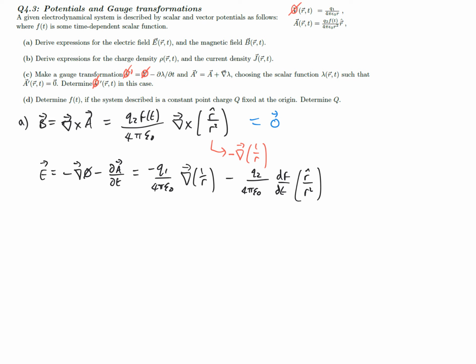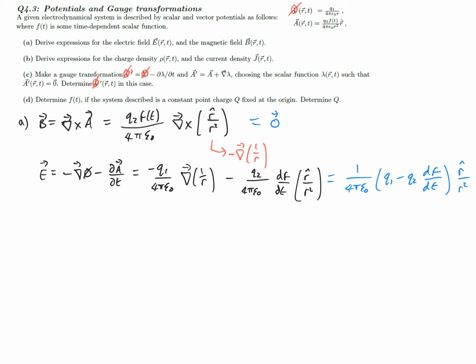So let's just go ahead and compute those things. In particular, notice that we have the gradient of 1 over r, and we just discussed this. The gradient of 1 over r is r hat over r squared, which is shared in common with the second term. So we can tidy this up a bit, is the punchline. We're going to get 1 over 4 pi epsilon naught into q1 minus q2 df by dt into r hat upon r squared. So what is this electric field?